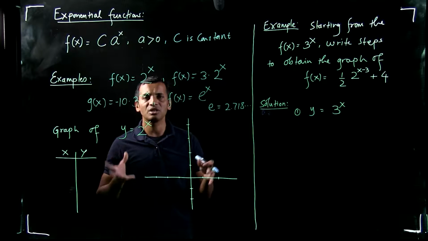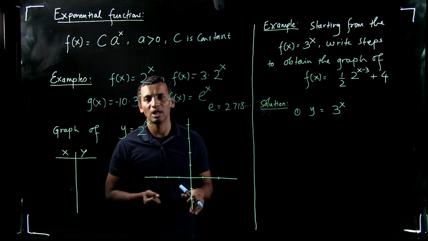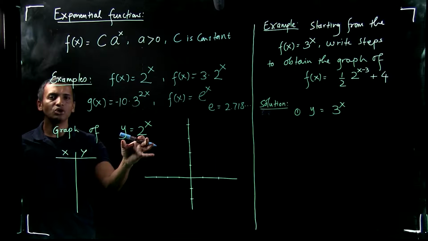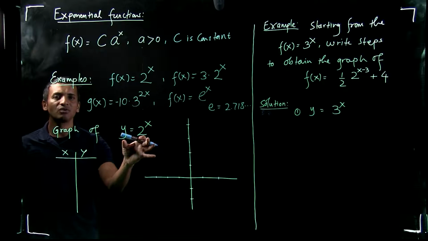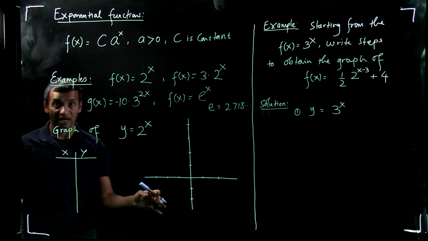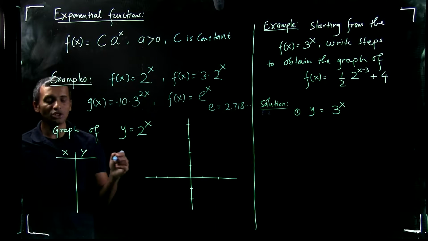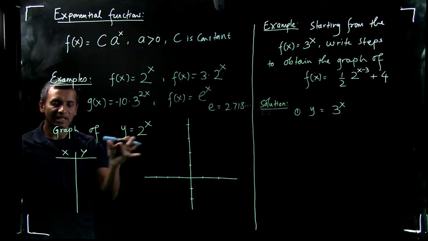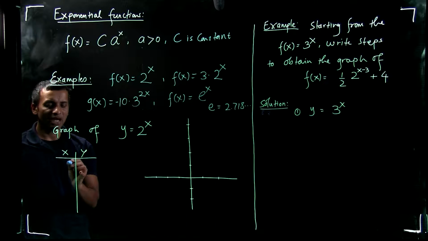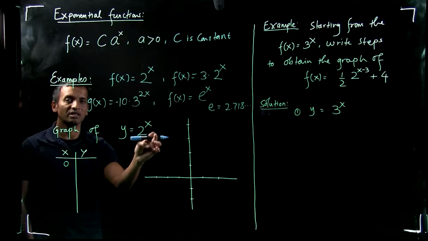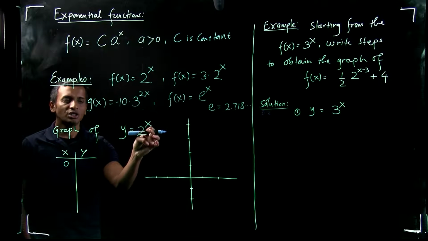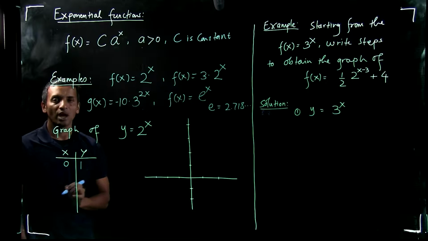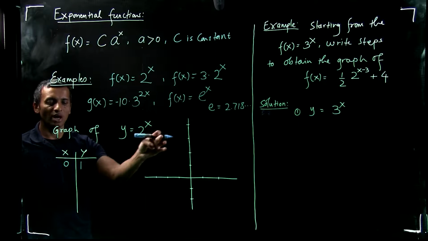Now we want to see what the graph of an exponential function looks like. So let's take an example: y equals 2 to the x. How do I draw the graph of y equals 2 to the x from scratch? The first thing we want to do is make a chart, take different values of x, and get the values of y. Let me take x equals 0. You will get 2 to the 0. For a number, if the exponent is 0, then the value is 1. So when x is 0, y is 1.